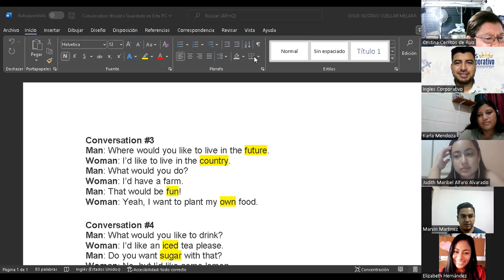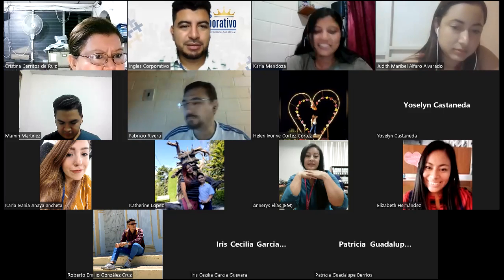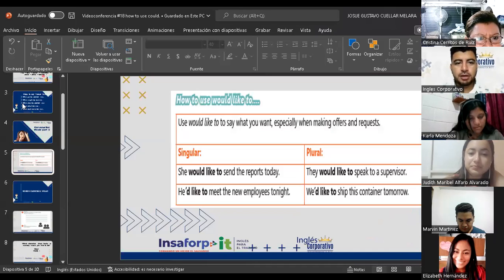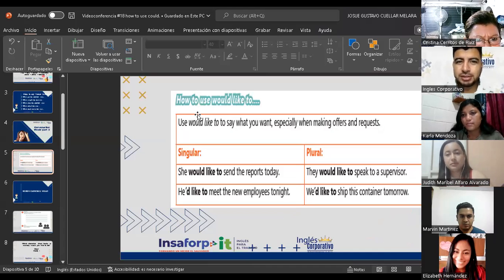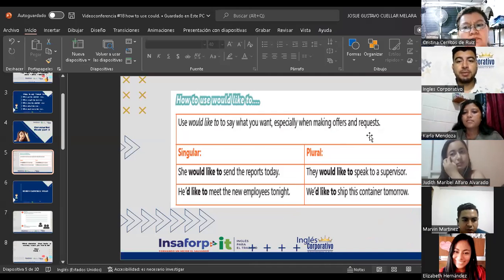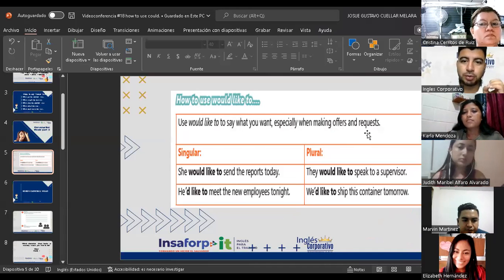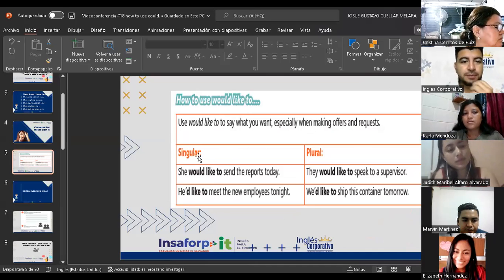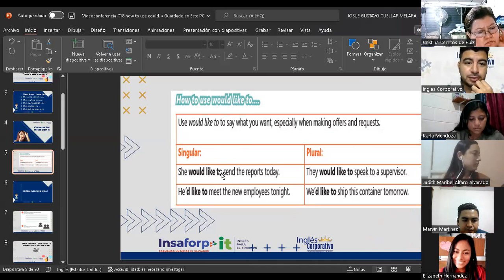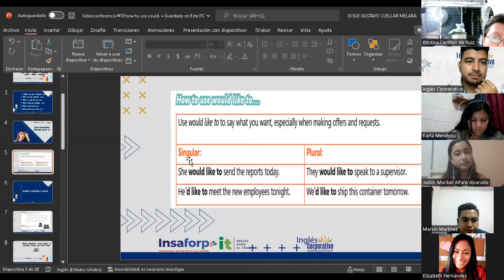Perfect, really good. Ya ven, se nos prepararon por gusto. Okay, my friends, we continue now with, vamos a ir terminando casi con este tema del wood. Aquí tenemos esto. Easy. How to use would like to. ¿Cómo utilizar esto? Ya lo sabemos. Use would like to say what you want, especially when making offers or requests. Cuando hacemos ofertas o solicitudes. Here we have singular. Can you help me please? Or could you help me please, Fabricio? With singulars. Two sentences for singular.